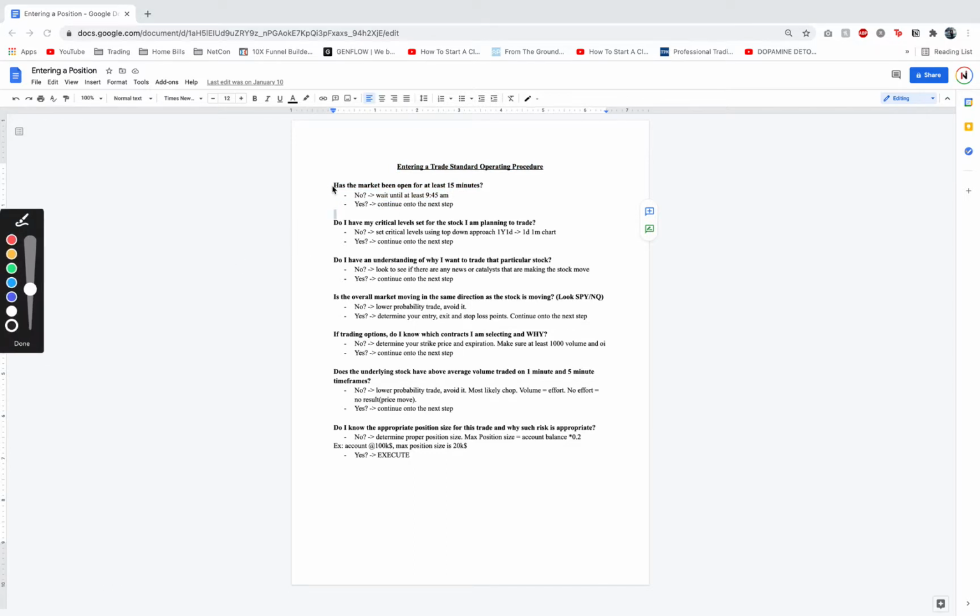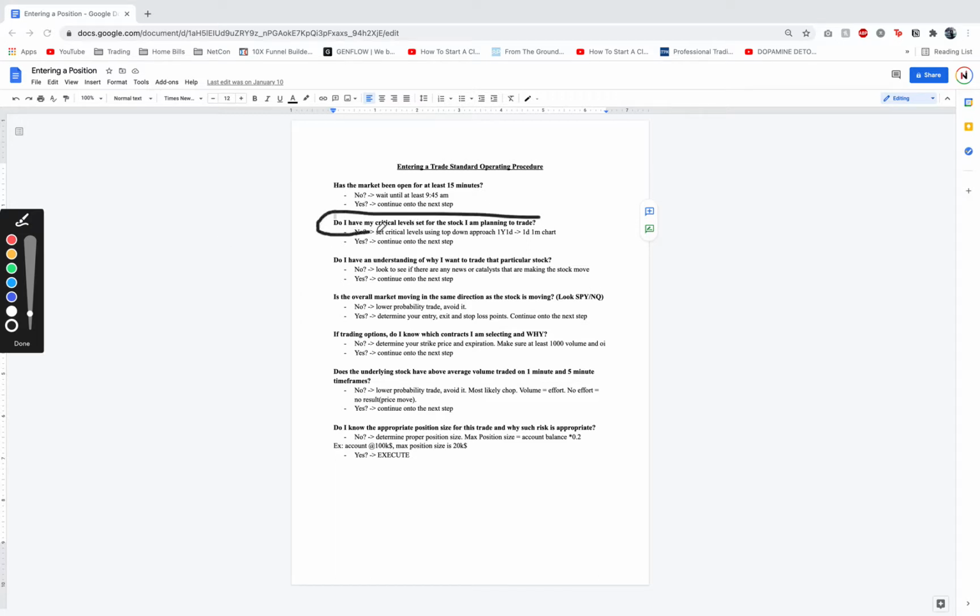Has the market been open for at least 15 minutes? If it hasn't been open for at least 15 minutes, then I pretty much ignore this and I wait until the market is open for 15 minutes. If the market has been open for at least 15 minutes, I continue on to the next step, which is right over here. So that's going to take me to step number two.